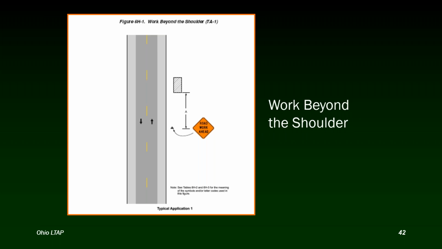If you're mowing along a two-lane road and you're not in the lane of travel, you're not even on the shoulder, you're beyond the shoulder, that's typical application number one. As you can see, maybe all you need is a road work ahead sign if it's a stationary task you're doing, because you're not really affecting traffic in any way. You just want to let them know that you're there.